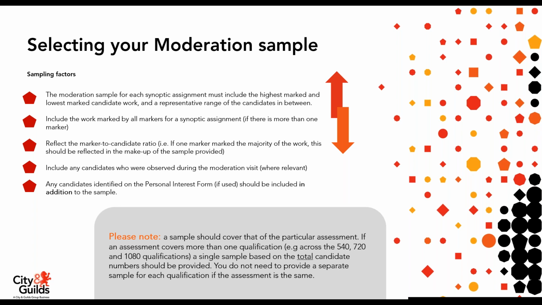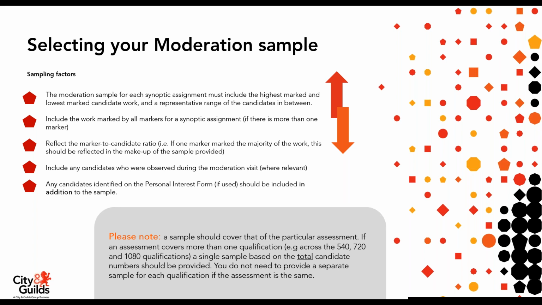We also need you really to start to think, it's a lot like sampling of our core qualifications as well. Include the work marked by all markers for that synoptic assignment. If you've got 200 candidates, then not one marker can mark all of those learners. So you're likely to have 4 or 5 different markers for that cohort, so we'll need to see evidence from each of those markers.